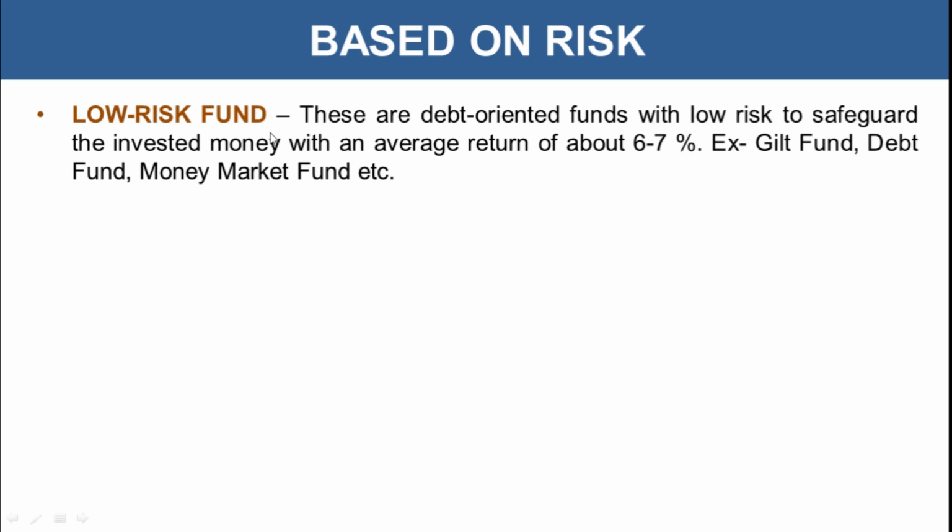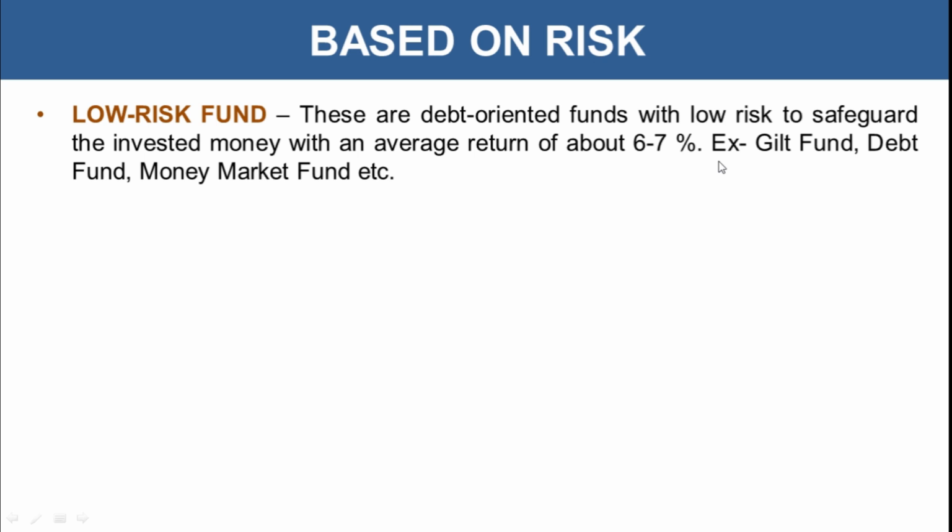and thus you will be going for low risk fund because these funds will be mostly investing in debt instrument. These are debt oriented fund with low risk, and thus these will be safeguarding your invested money and will also be providing you a good average return of about 6 to 7%. Now because you are taking lower risk, obviously your money is safe and you are getting an average return which is generally low, about 6 to 7%.